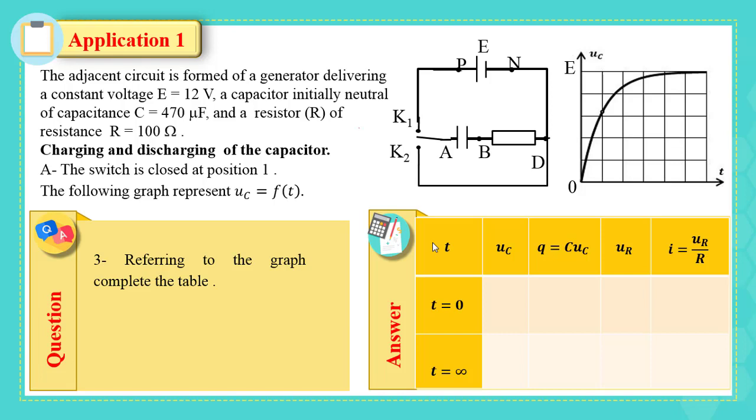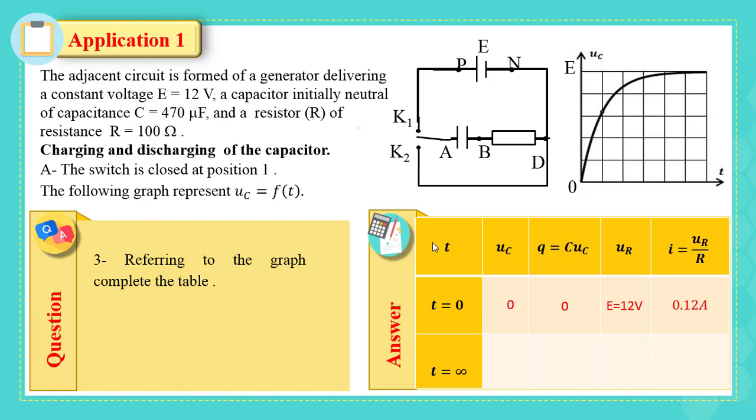At t equals 0, UC is equal 0 according to the graph, and by calculation, Q is also equal to 0. UR equal 12 volt. According to the law of addition, UR equal UG minus UC, and UG is constant equal to 12 volt. And I equal UR over R. By calculation, I equal 0.12 ampere.